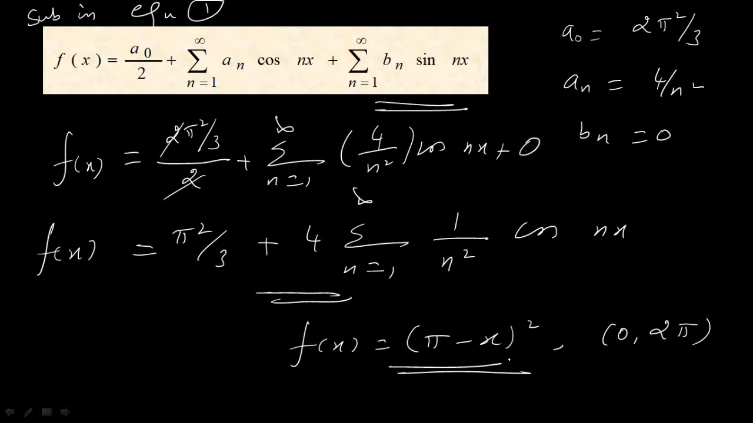So up to this, I hope you got a clear idea about how to expand the given function if it is in terms of power 2, and how to calculate the Fourier coefficients using the Bernoulli's formula.